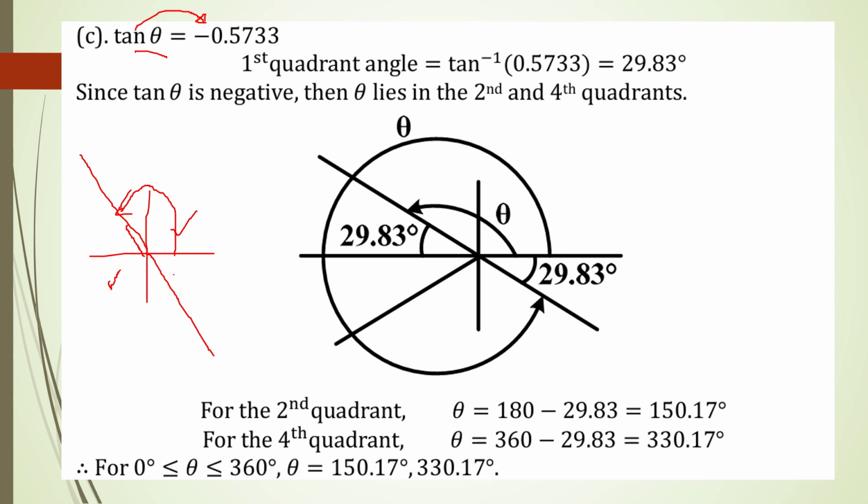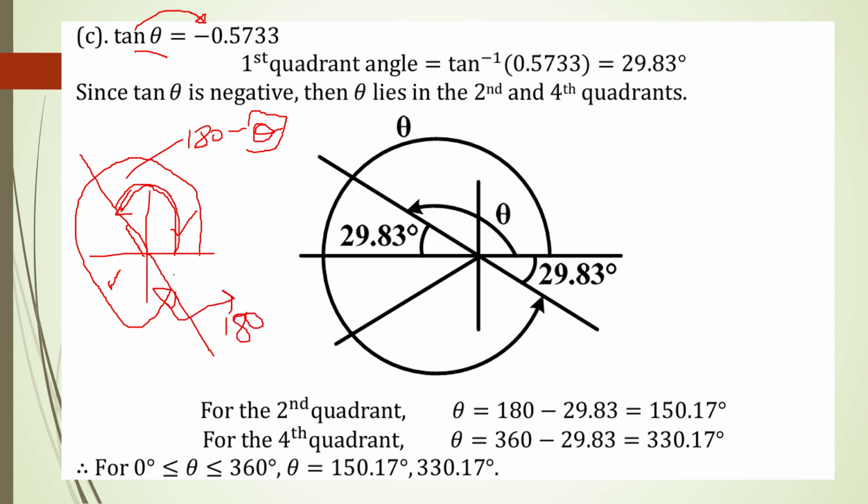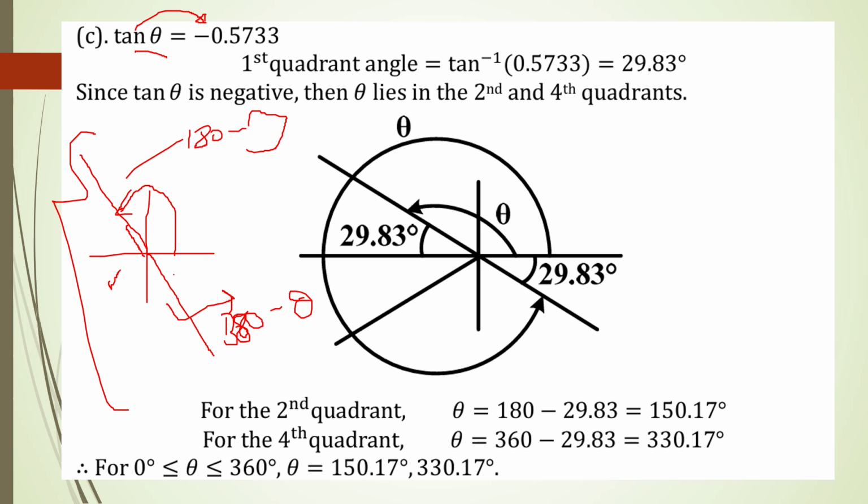So we are going to measure an angle from the positive x-axis to the second quadrant. We also measure an angle from the positive x-axis to the fourth quadrant. To get an angle in the second quadrant, this is going to be 180 minus theta, or 180 minus the angle that you get in the first quadrant. And to get the angle in the fourth quadrant is going to be 360 minus theta. We made a summary of that in the previous video. So now let's get to work.